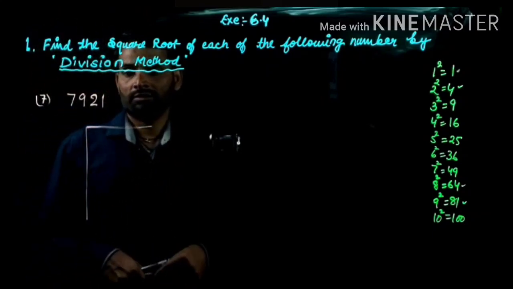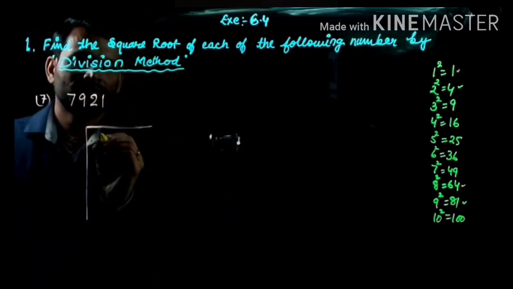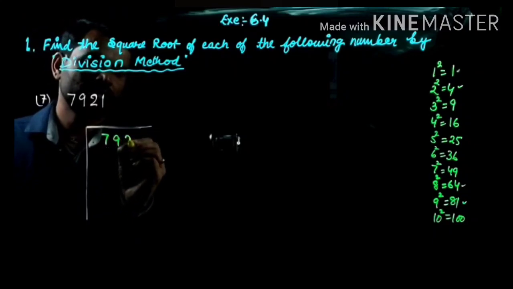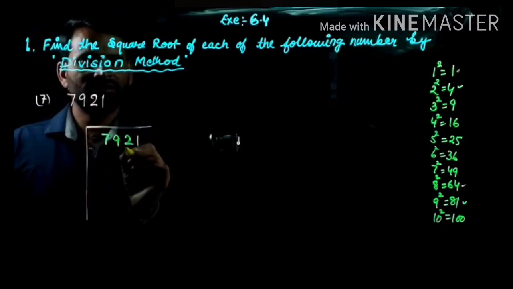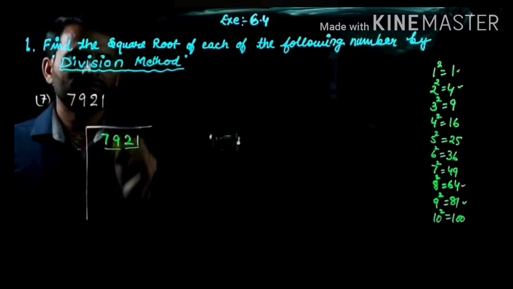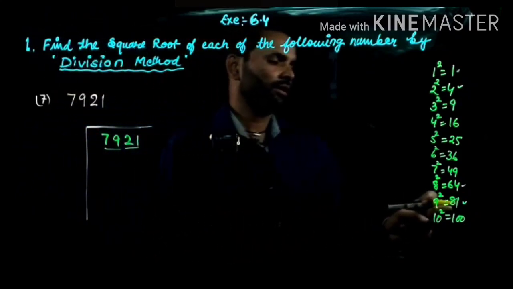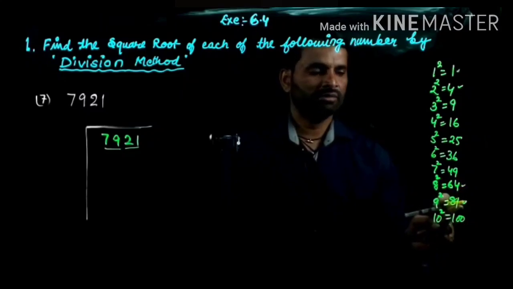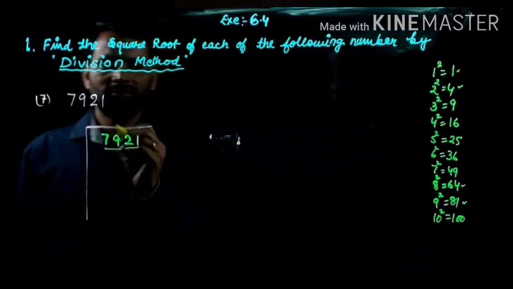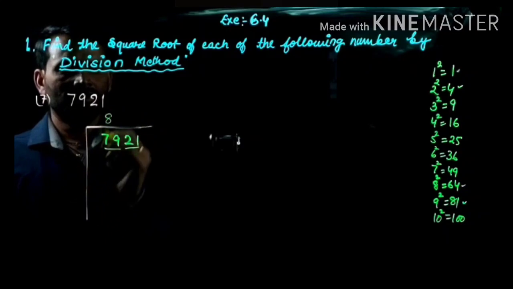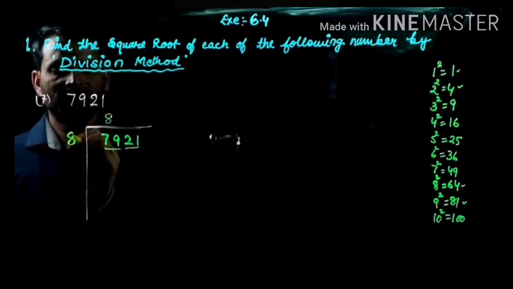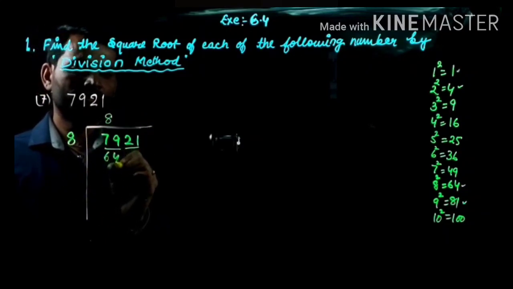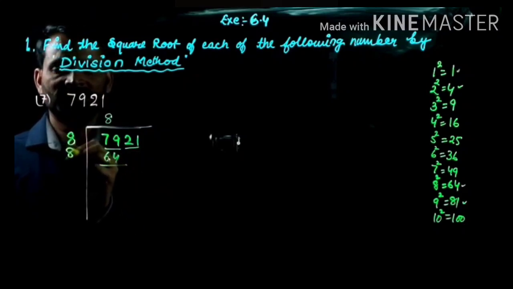Okay, now solve 7921. First step is to make a pair. For 79, you search: 79 is between 64 and 81, so the number is 8. First we choose the number 8. Here 8 times 8 is 64, and the sum 8 plus 8 is 16.